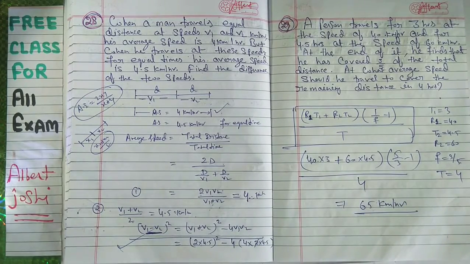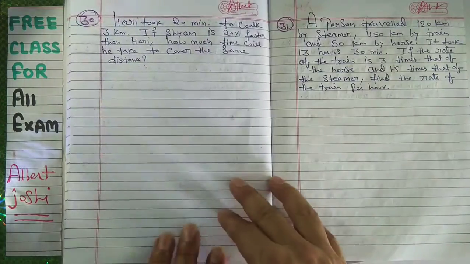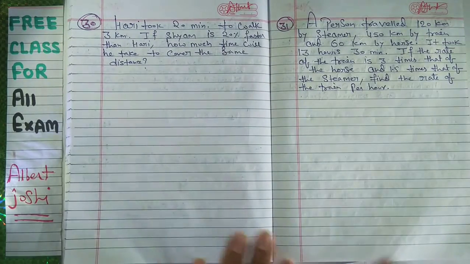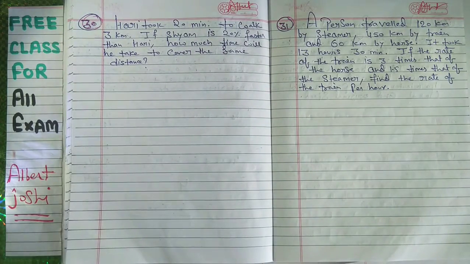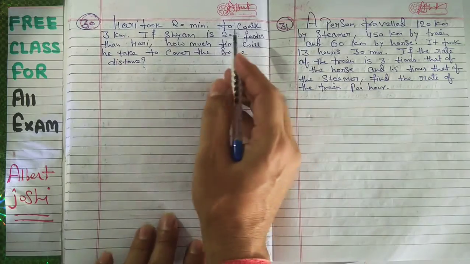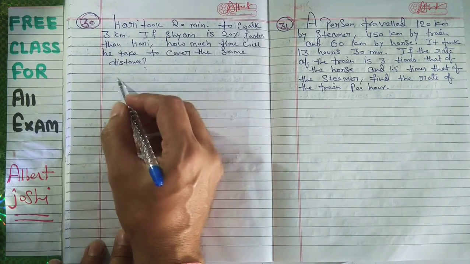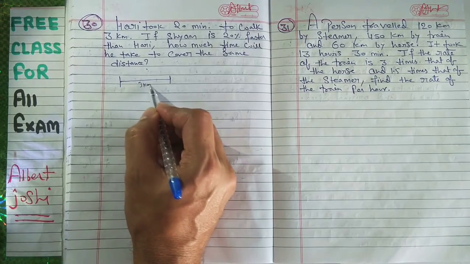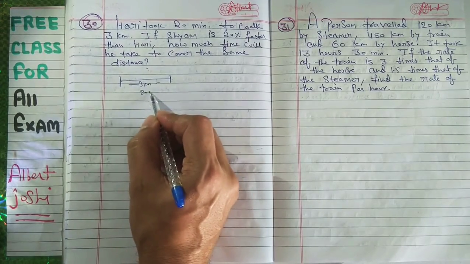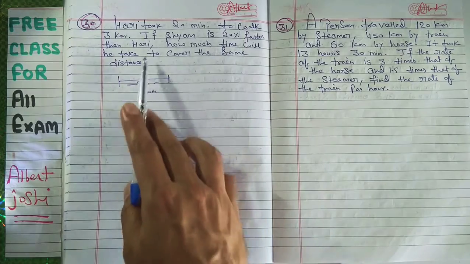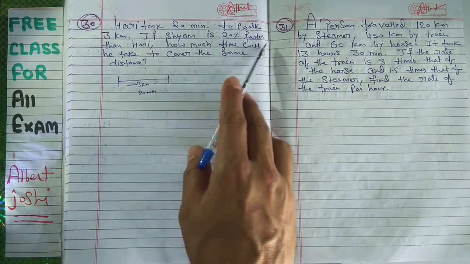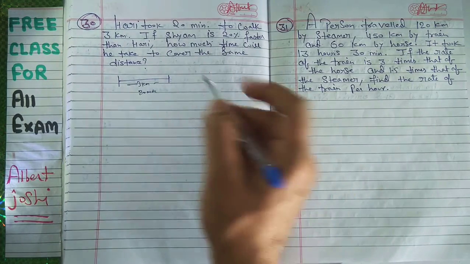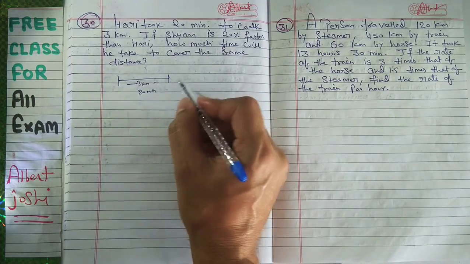Okay, so now the next question, that is very important. Hari took 20 minutes to walk 3 km. This is 3 km and he took 20 minutes. If Shyam is 20% faster than Hari, okay, I don't know his speed.